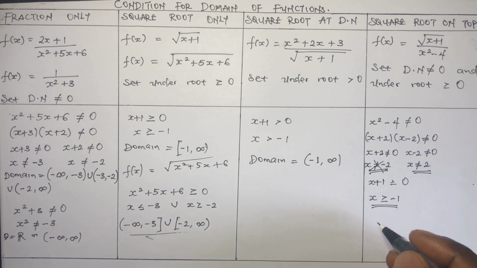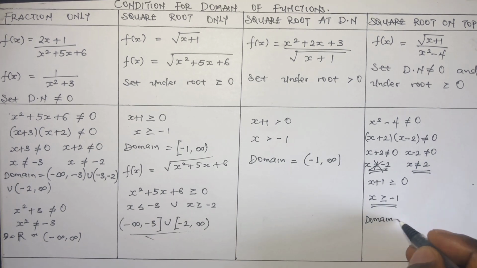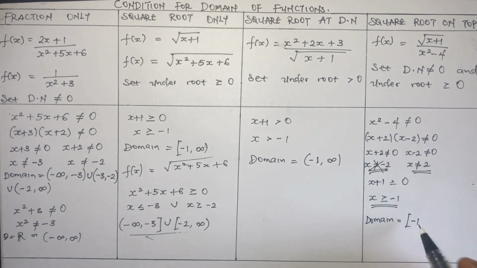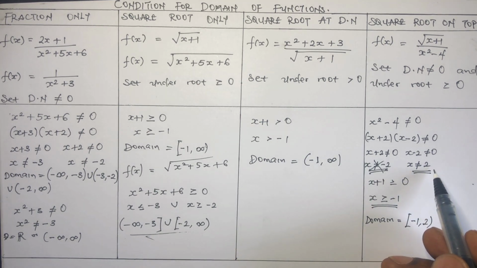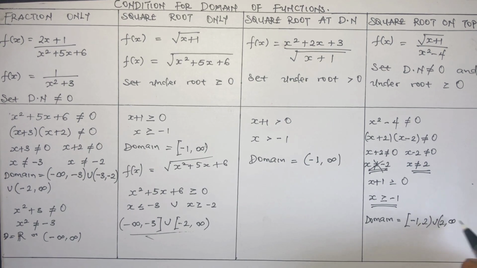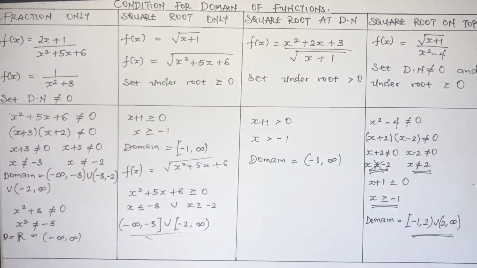So we are going to write this and represent it in set notation, that our domain is equal to square bracket negative 1. This is telling us that x can be equal to negative 1, and up to 2, but not including 2, because x should not be equal to 2, union everything from 2, without including 2, to positive infinity. So this is the domain of this function.